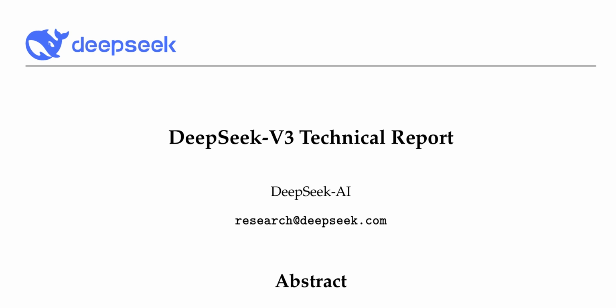Post-training. Knowledge distillation from DeepSeek R1. We introduce an innovative methodology to distill reasoning capabilities from the long chain-of-thought (CoT) model, specifically from one of the DeepSeek R1 series models, into standard LLMs, particularly DeepSeek V3. Our pipeline elegantly incorporates the verification and reflection patterns of R1 into DeepSeek V3 and notably improves its reasoning performance. Meanwhile, we also maintain control over the output style and length of DeepSeek V3.